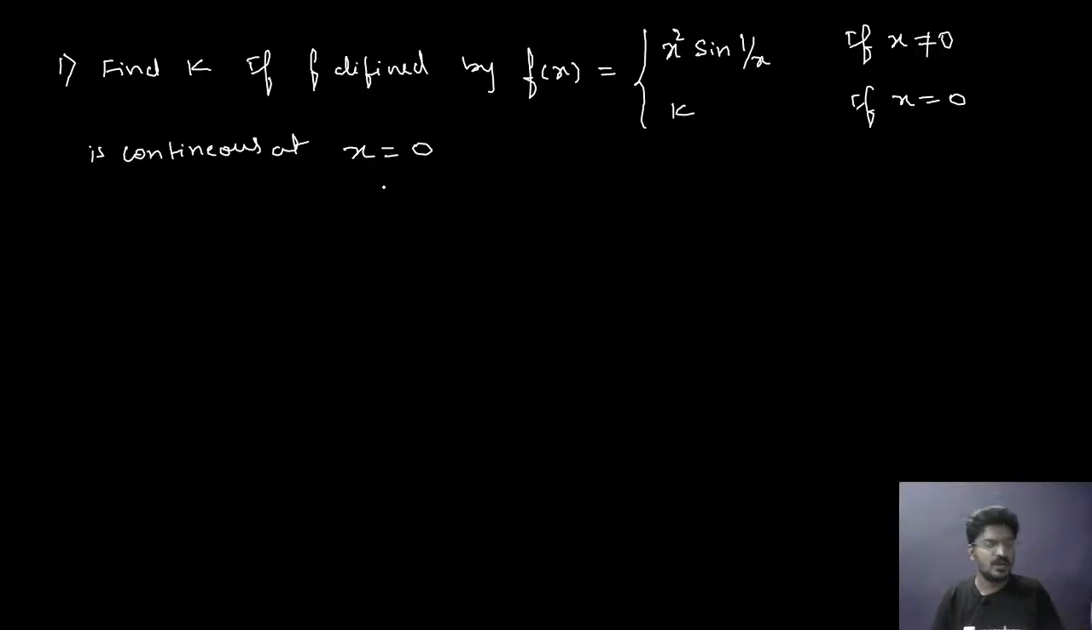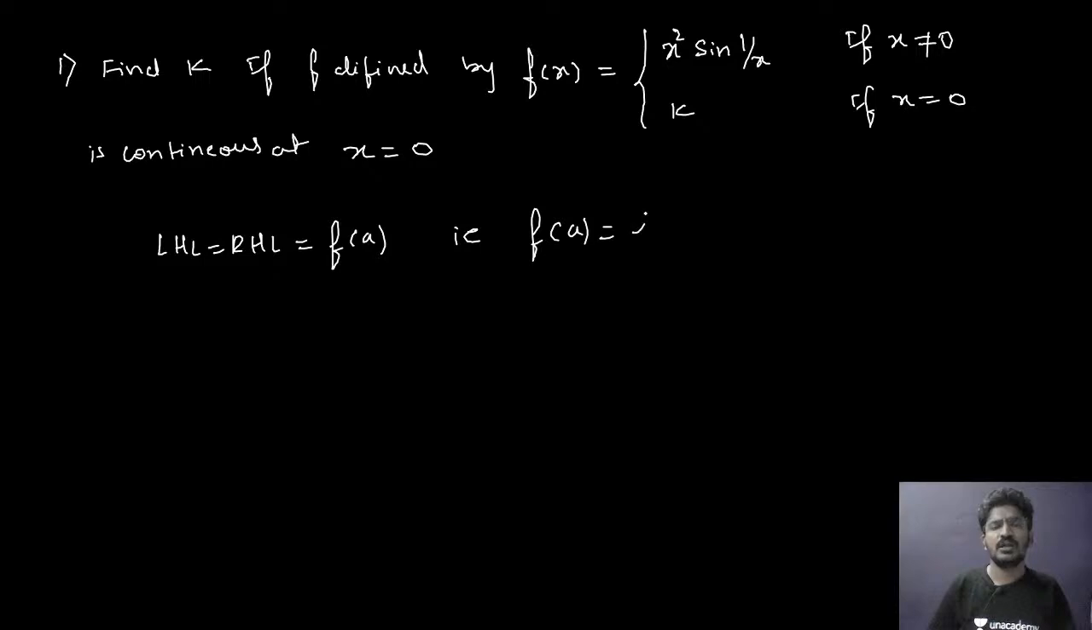Okay, so here we have to find the value of k, where the function is given as continuous at x equal to 0. If x is not equal to 0, x square sine of 1 by x. If x equal to 0, that is k. If the function is continuous at x equal to 0, you are going to take LHL equal to RHL equal to f of a. That is nothing but limit extending to a f of x, and that is equal to f of a.